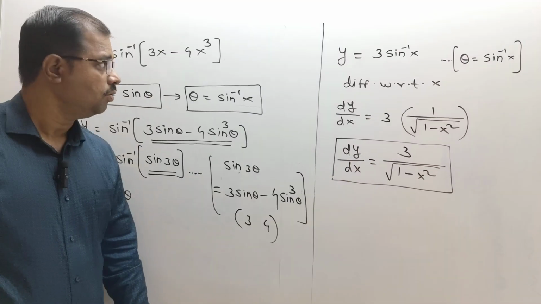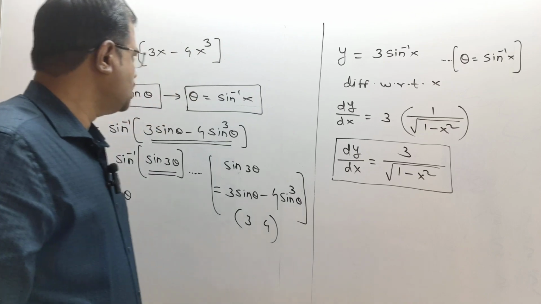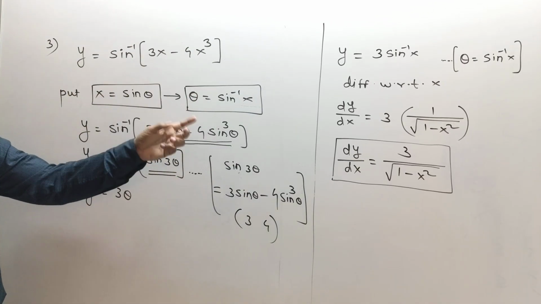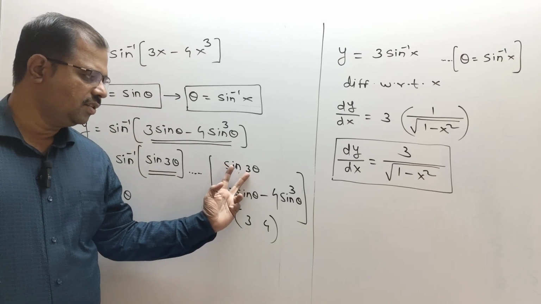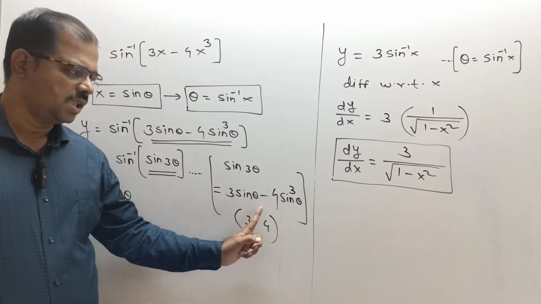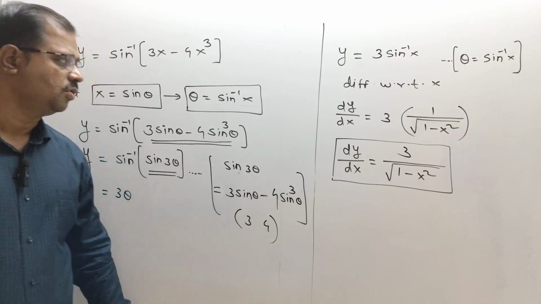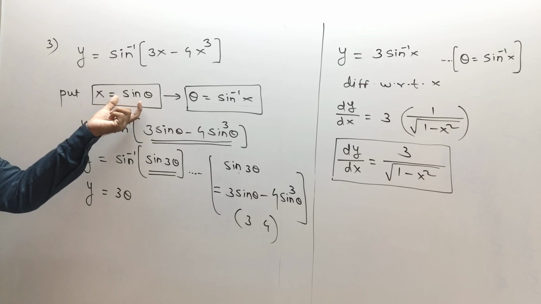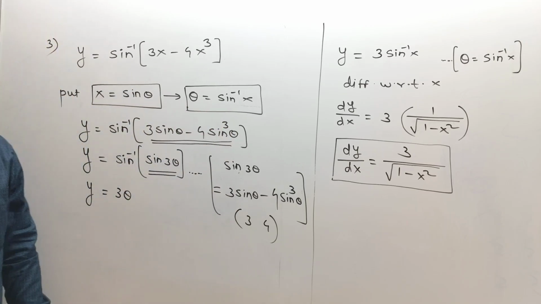Now y is equal to sin inverse of 3x minus 4x cube. In this problem, there is a term 3 and 4. We know the formula sin 3 theta is 3 sin theta minus 4 sin cube theta. Therefore, we put x is equal to sin theta. Therefore, theta is equal to sin inverse of x.